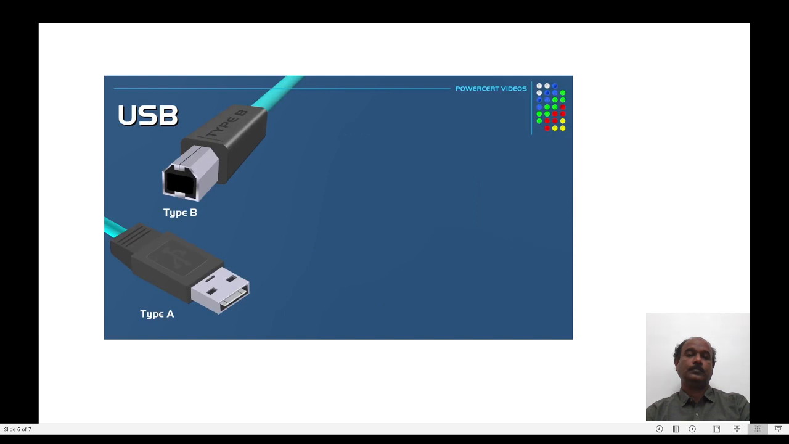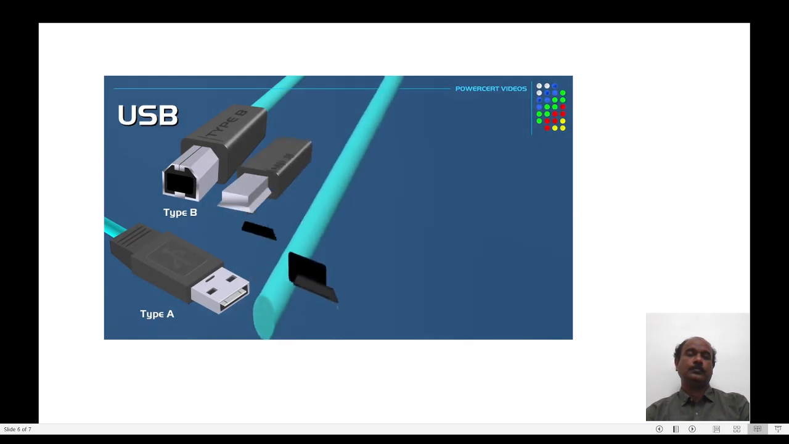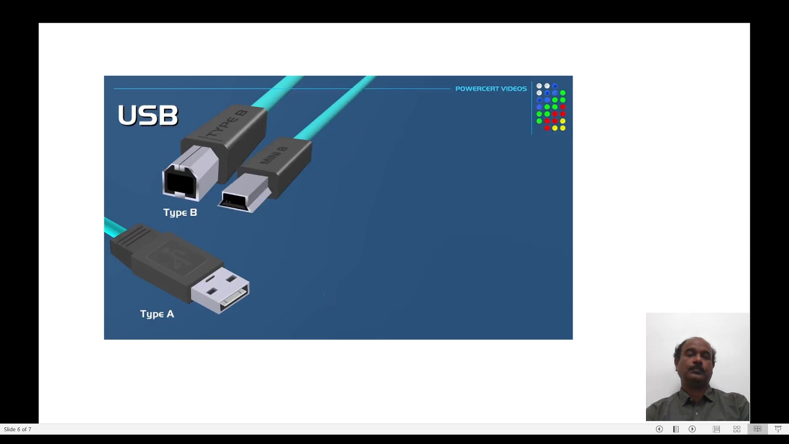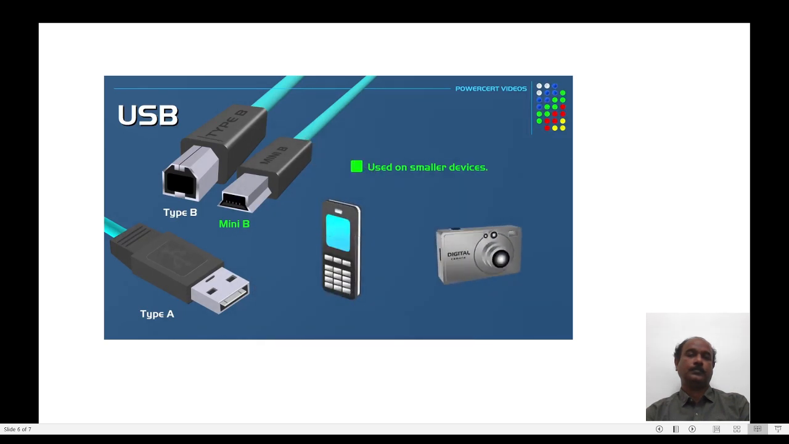And another version of a Type B connector is the Mini B. And just like its name says, it's smaller than a Type B connector. The Mini B is used on smaller devices, such as older smartphones and digital cameras. But it's being phased out in favor of even smaller connectors.